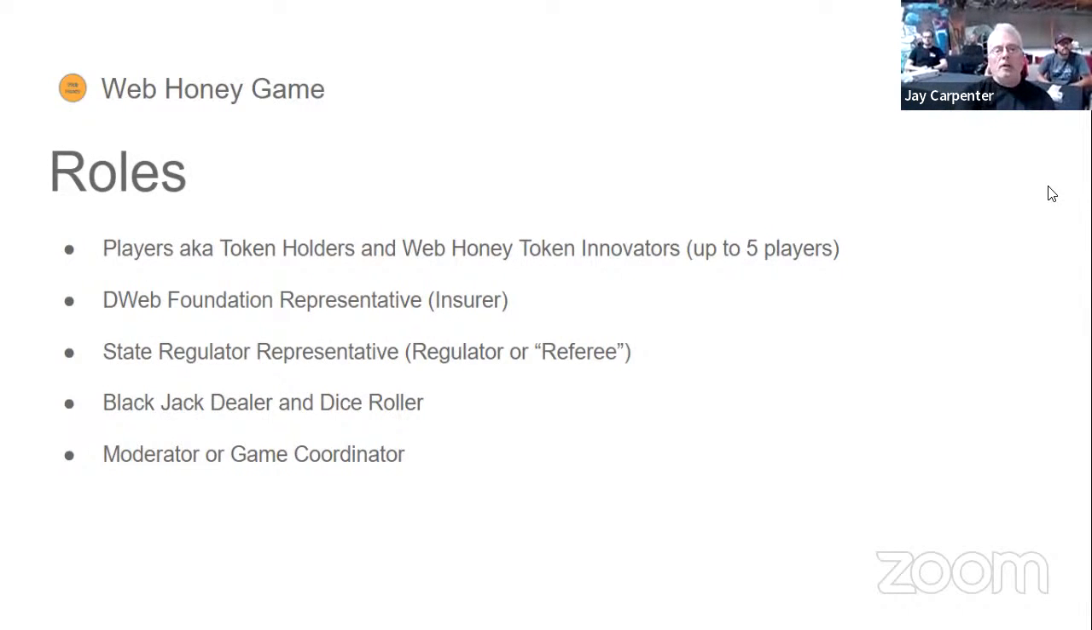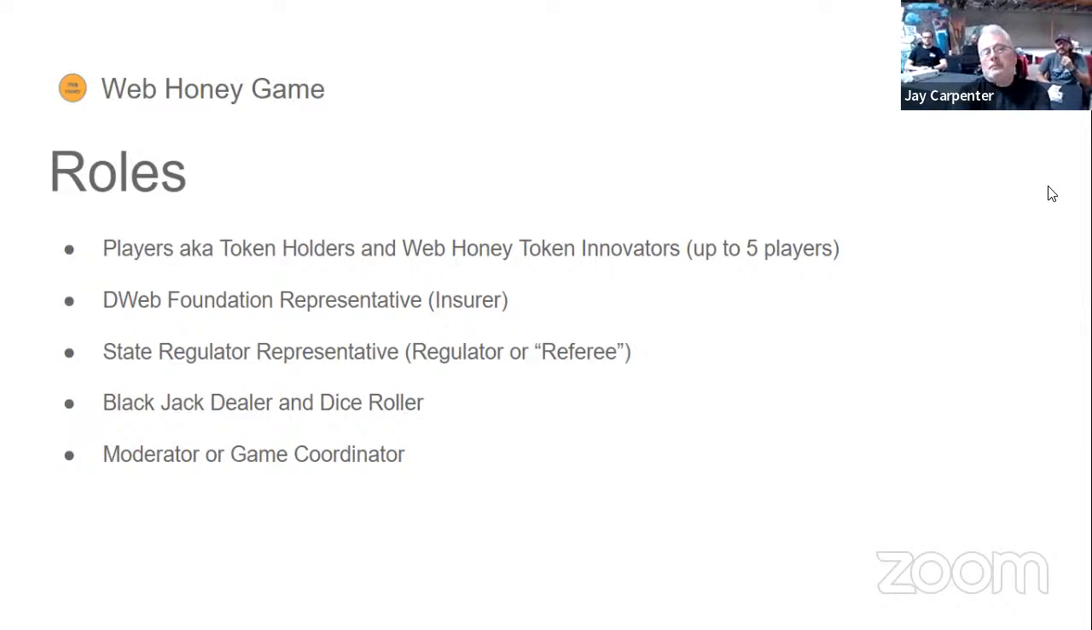So hopefully that's clear. But let's talk a little bit about this honey game that we're going to experiment with today. We're going to have players or token holders that will be considering acquiring web honey tokens, which will be represented by packets, actual packets of honey. And then we will have some folks that are here that will represent DWeb foundations, which will sort of act like the coaches to the token holders as well as the developers of the honey tokens that we're going to be playing with.